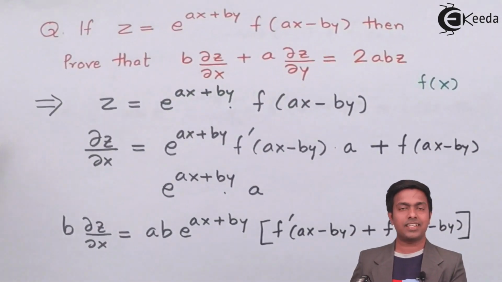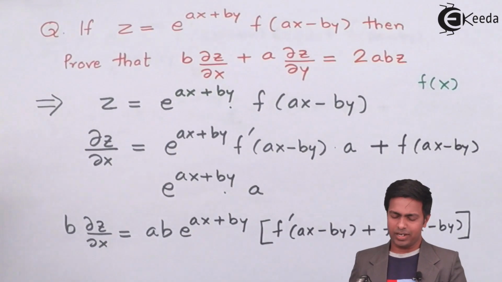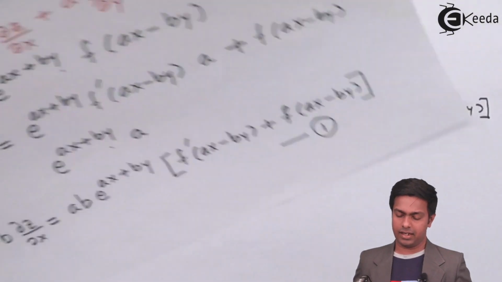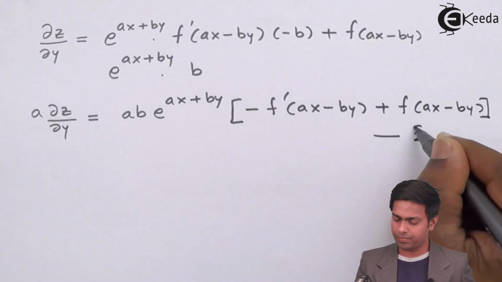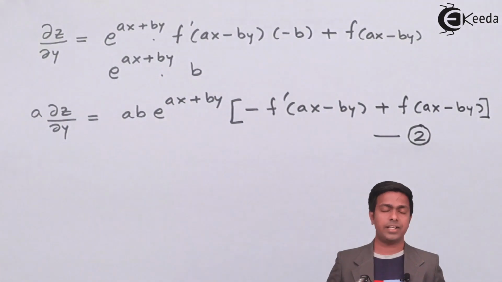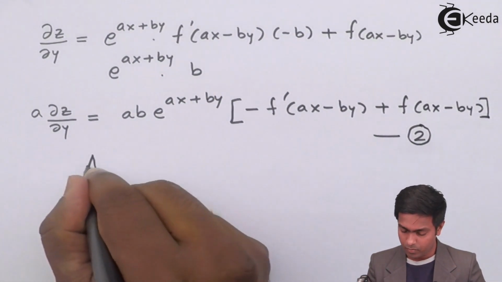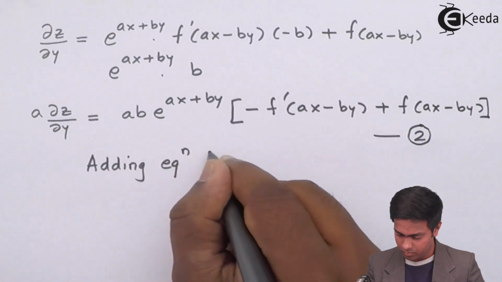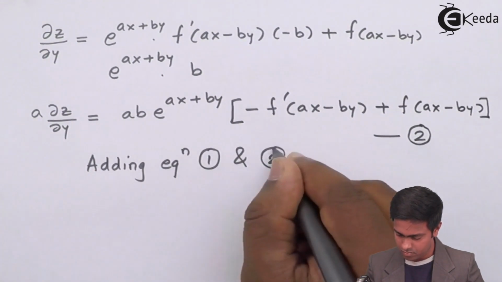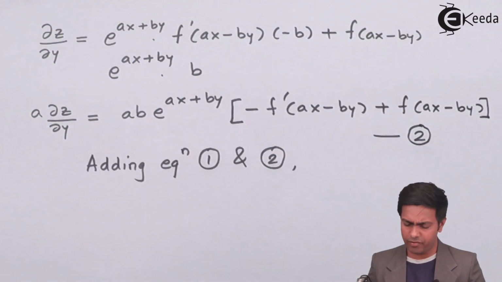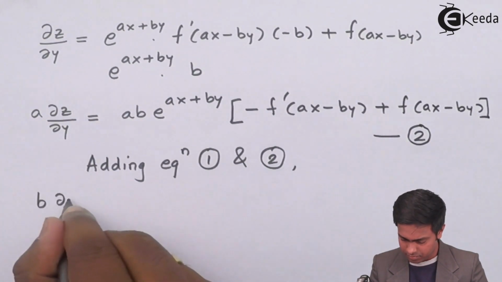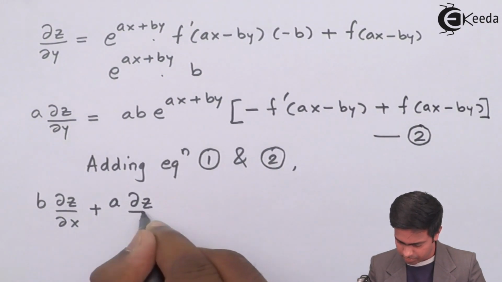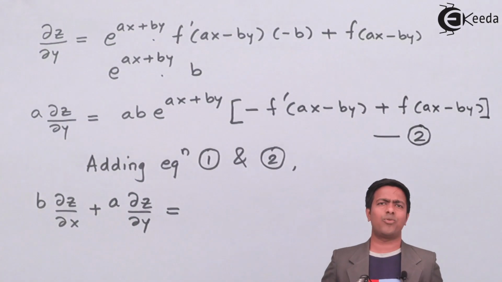Now the last step, that is in the LHS, we have to add these two values. So let's call this as equation number 1 and the other equation as equation number 2. And here we will do the addition of 1 and 2. So by the addition on the LHS, we will get... now let's see what we get on RHS.